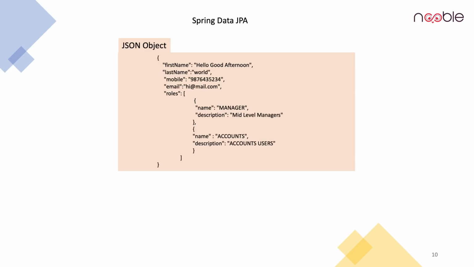Now you can see the JSON object. Here I am creating one user with two roles. Let us open Postman and send in the request. But before that, let us run the application.